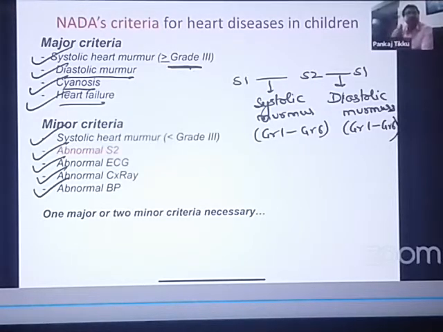Soft systolic heart murmur, which means grade 1 or grade 2. Abnormal second heart sound, abnormal ECG, abnormal X-ray, or abnormal blood pressure. I am again repeating, any 2 among the minor criteria, any 1 among the major criteria can indicate the possibility of a heart disease in a child. These criteria are known as the Nada's criteria for heart diseases.